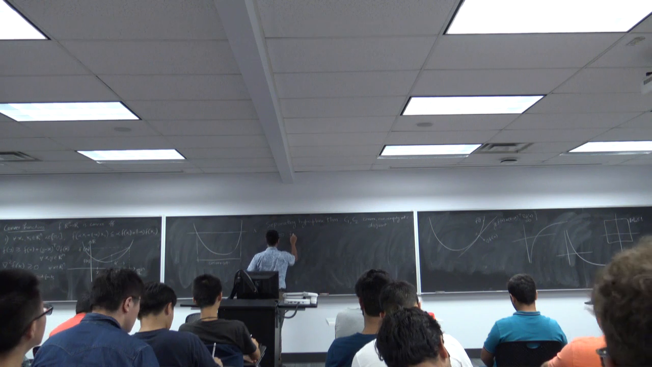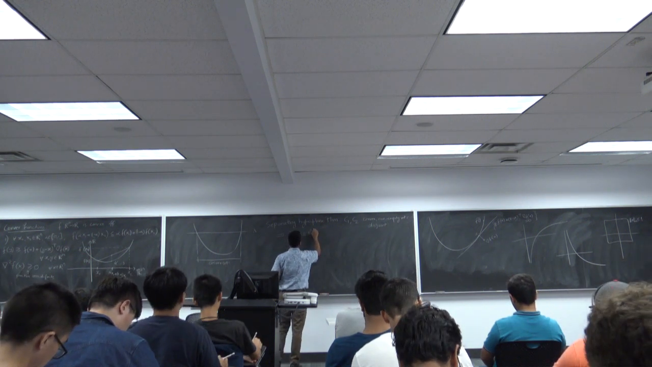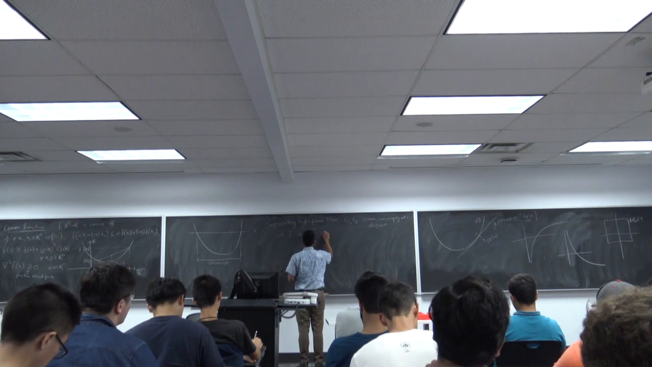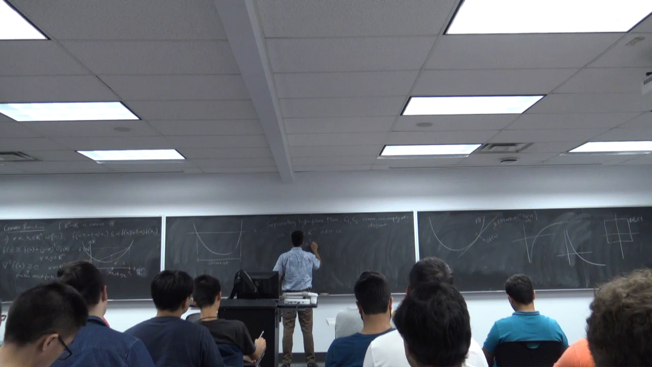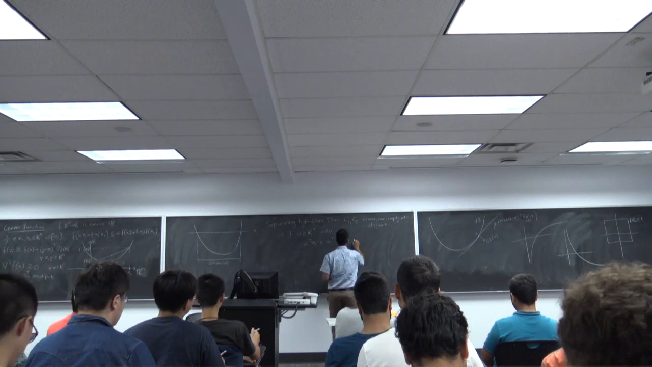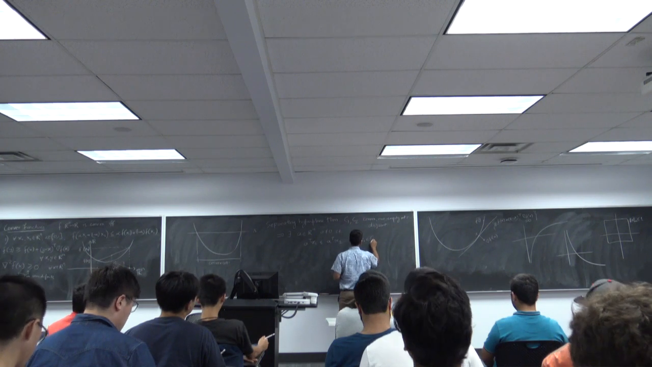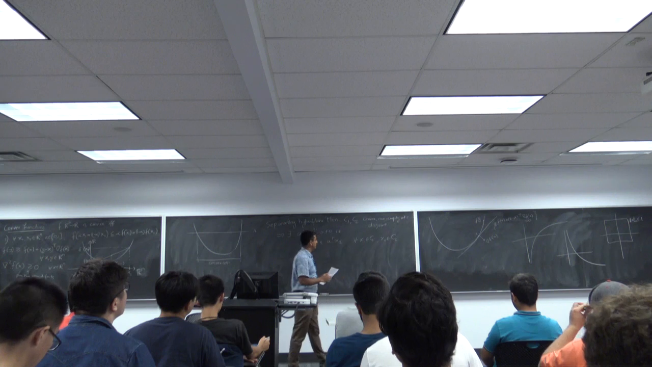This implies there exists A in Rn, A not equal to 0, such that A transpose x1 is less than or equal to A transpose x2 for every x1 in C1, x2 in C2.